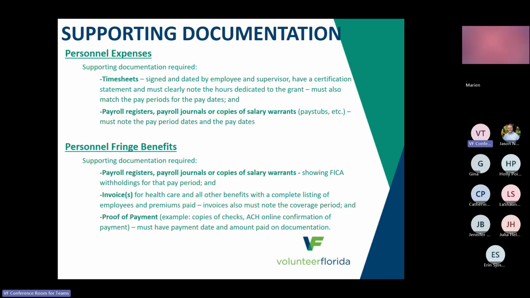For any other fringe benefits like health insurance, dental insurance, retirement, etc., that are in the approved budget, you must provide us an invoice for that benefit. That invoice must include a complete listing of the employees and the premiums that are being paid for each, and it must note the coverage period.